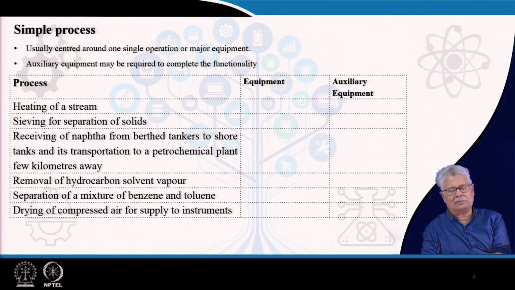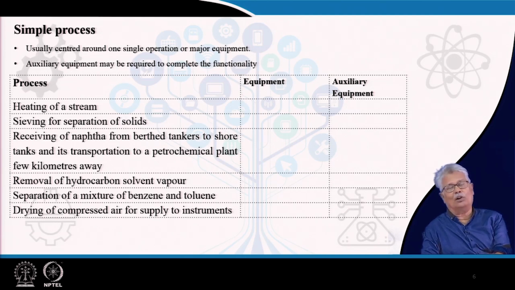Certain example processes are here. One is heating of a particular stream, the example which I gave of heating of a kerosene stream from 30 to 70 degrees centigrade earlier. We sieve for separating solids according to the size. We receive naphtha from the bath tankers to the short tanks and for transportation to a petrochemical plant few kilometers away. Yes, that's also a process. Removal of hydrocarbon solvent vapor. Separation of a mixture of benzene and toluene, the example which I just gave. Drying of compressed air for supply to instruments.